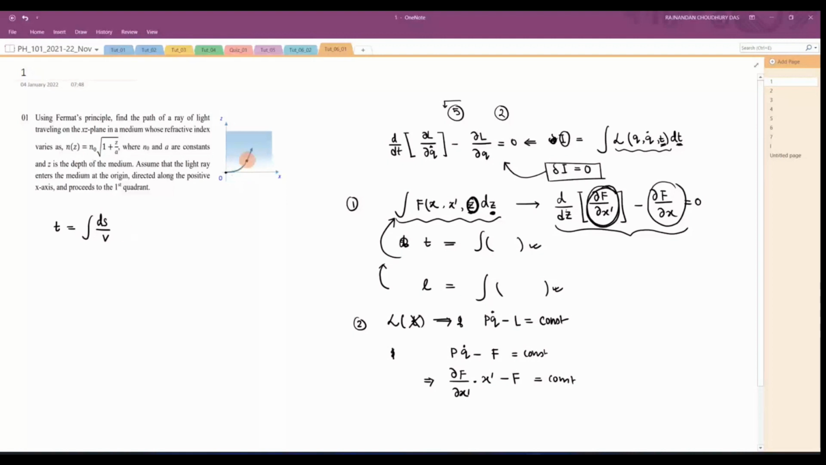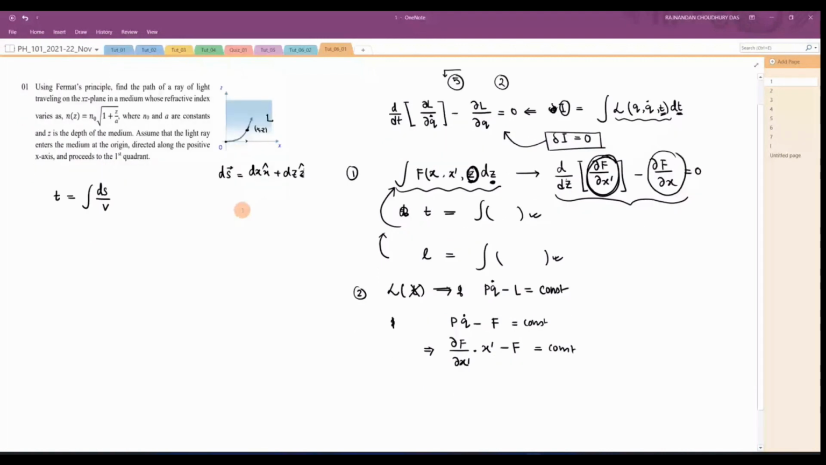Suppose I am here, at this position. What will be the length at the point x comma z? You move dx a little bit this way and dz a little bit this way. So your ds vector will become dx x cap plus dz z cap. This one you have written many times. So we actually have to write the magnitude of this. What is the magnitude? This is basically root over of dx square plus dz square, because x cap and z cap are orthogonal to each other.